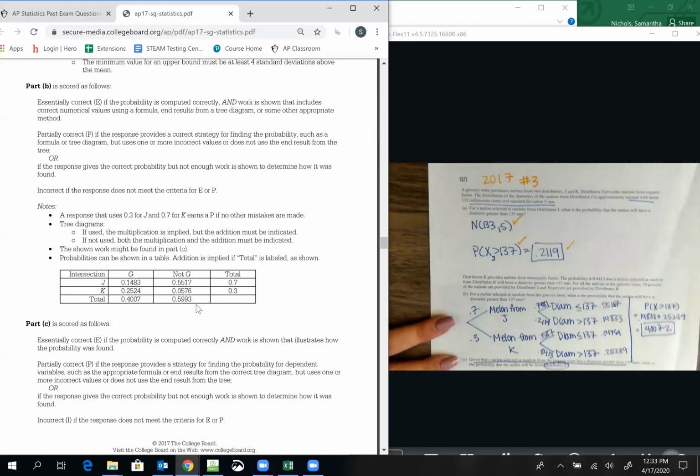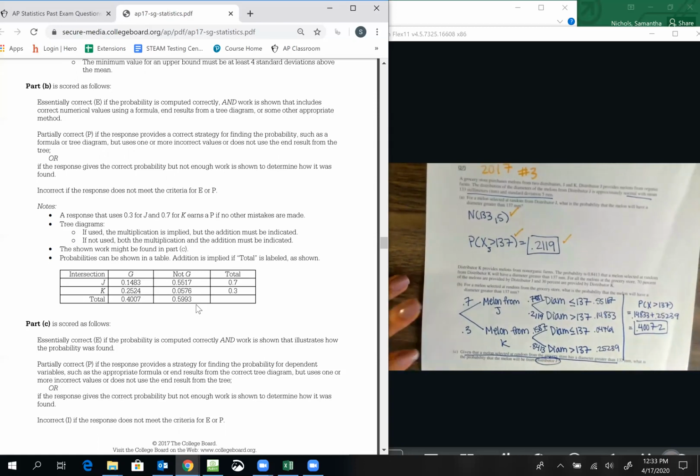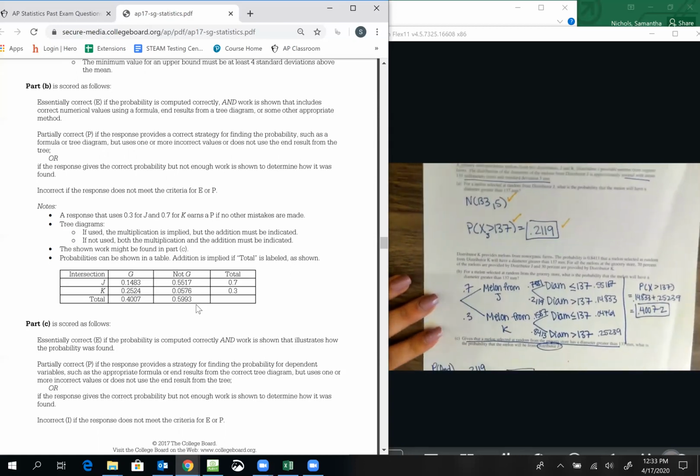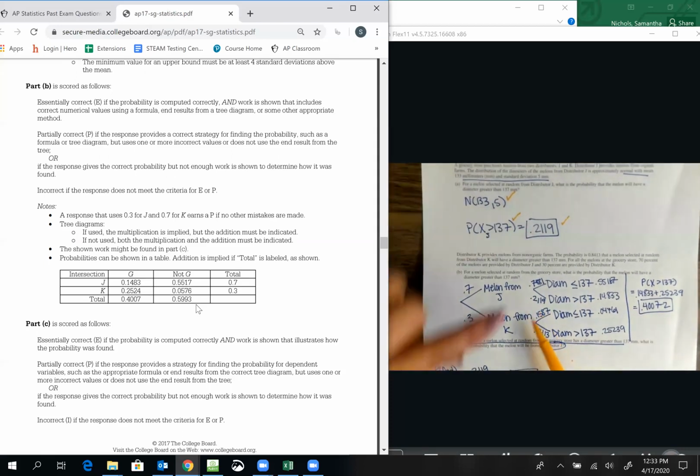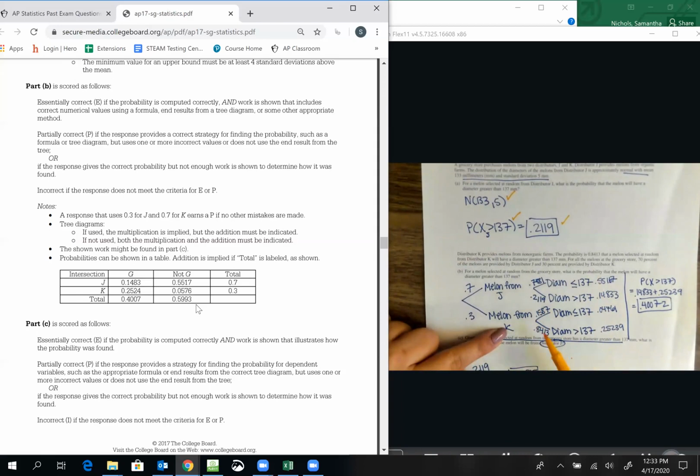You can do a tree diagram, which is what I do. That's what I highly recommend. I love tree diagrams. So it splits either your melon came from J or it came from K. And then after that, the diameter is either less than 137 or greater than 137. For J, I got the number from up here. For K, I got the number from right here.